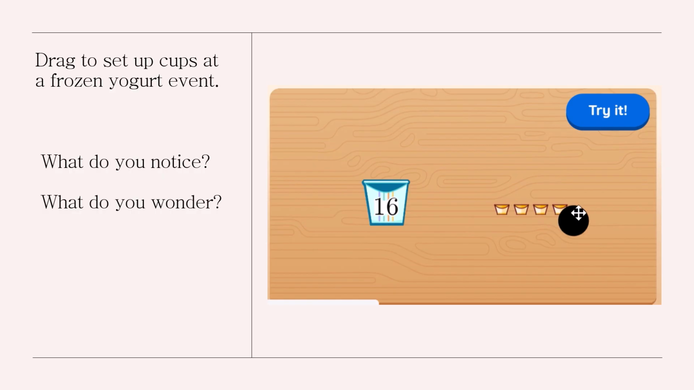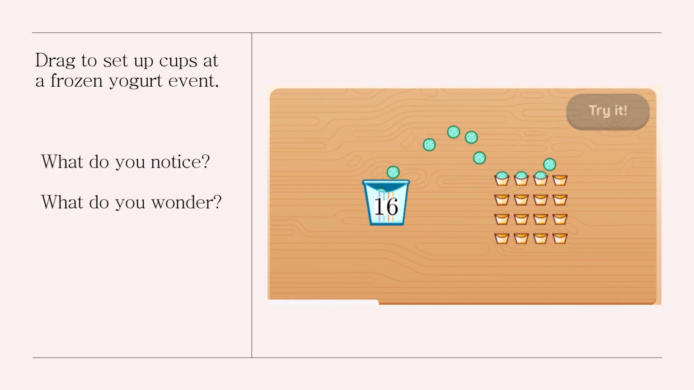So they are going to make an array in an arrangement to match the number and then try to see if they have the correct number. And if they do, each yogurt scoop will have a cup. And then they will discuss, what do you notice and what do you wonder?